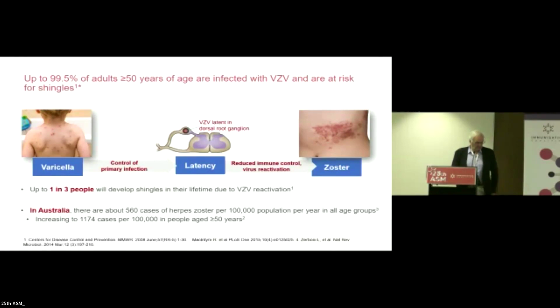And about 1 in 3 people in a lifetime will experience shingles, about 50% of people over the age of 85. And the figures for Australia are shown there.